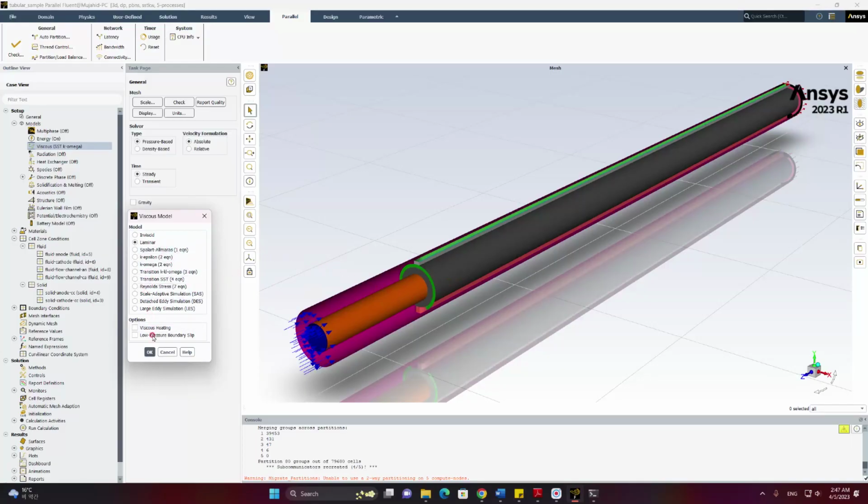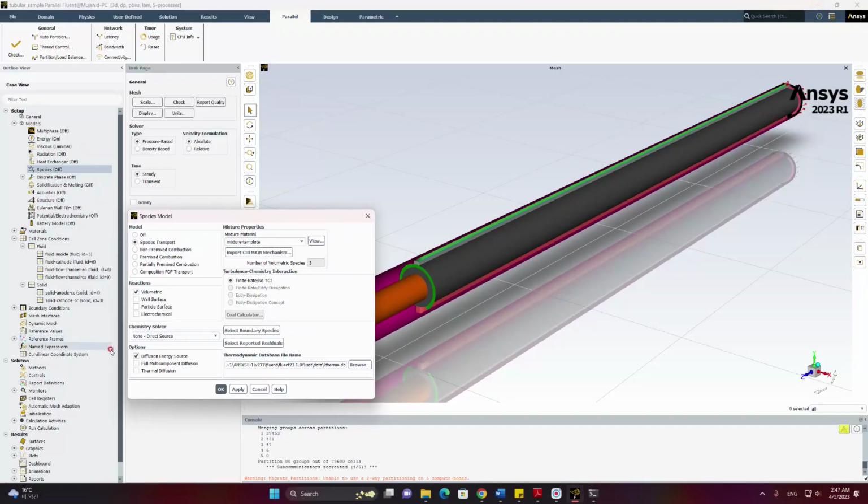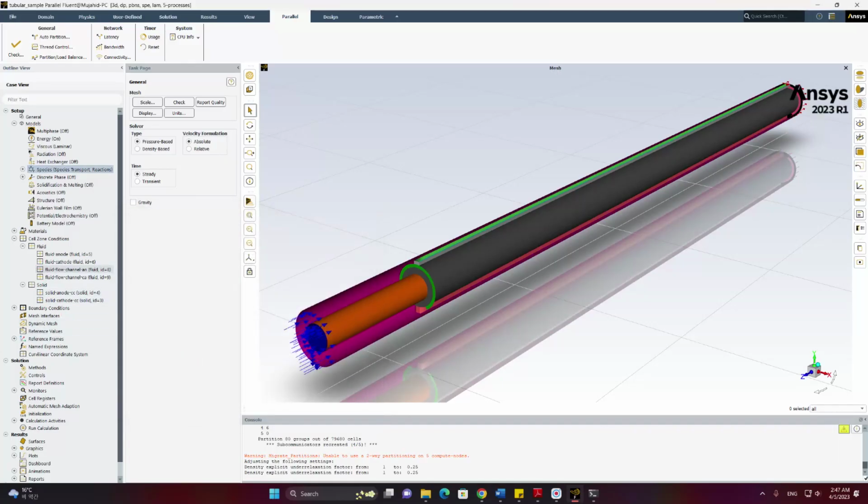So we'll select the laminar option, and now species we definitely need on because there will be electrochemical reaction taking place, so we want to include the species transport. The reactions will be volumetric, with full component diffusion and thermal diffusion as well. Okay, so this is on, apply.